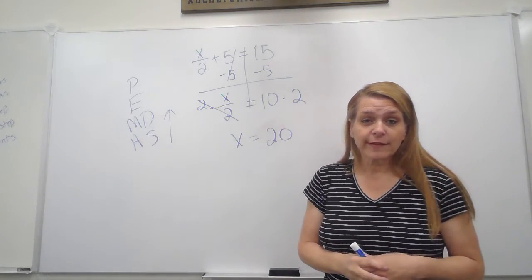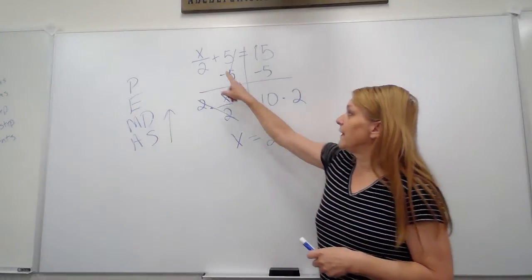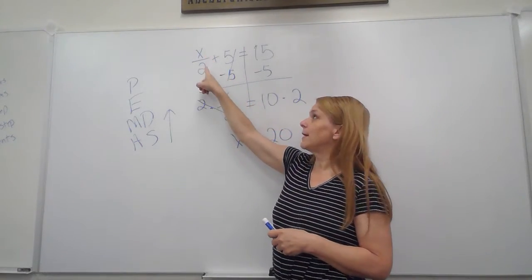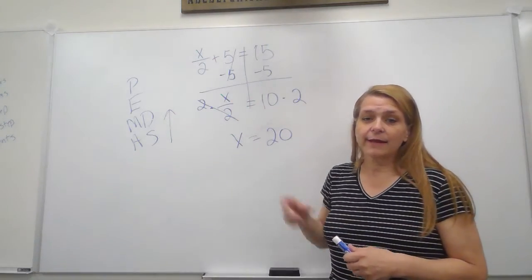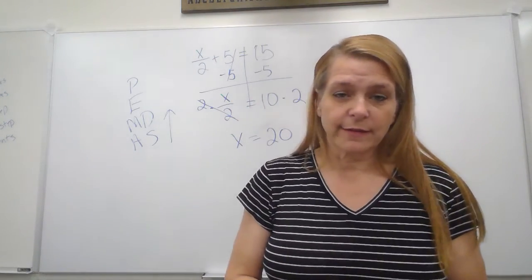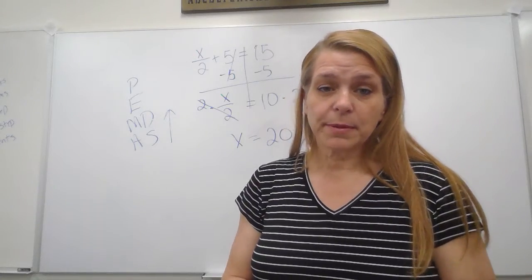And in case we're not sure that's the answer, we can always double check by plugging that 20 in up here. 20 divided by 2 is 10. 10 plus 5 is 15. And that solves the equation. That's the correct answer. So there's our two-step equations.